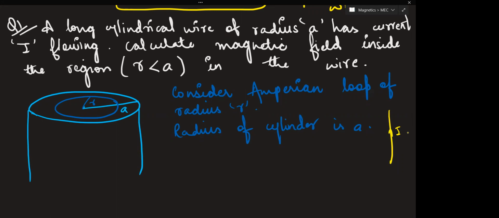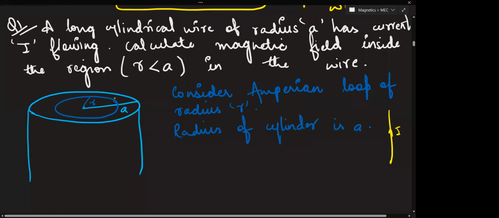Now consider an Amperian loop of radius small r, while the radius of the cylinder is a. In this area, pi a squared, we don't know how much current. What did I tell you? We have to consider only the current enclosed. But current is flowing in the whole wire. I have just drawn it broadly so that you are able to understand it. Otherwise, this is the wire only, and its radius is a. Current is obviously flowing in all this light blue portion. We have to find the current in this dark blue portion.